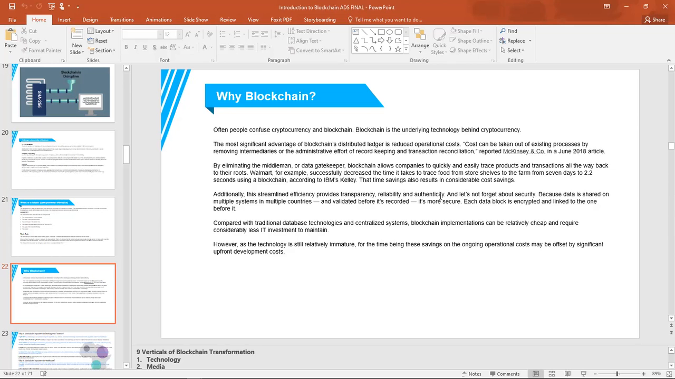Compared with traditional database technologies and centralized systems, blockchain implementation can be relatively cheaper and require considerably less IT investment to maintain. The initial cost is high for creating the system, as it is for most systems, but once you have created it, it's easy to maintain, unlike other forms of database.